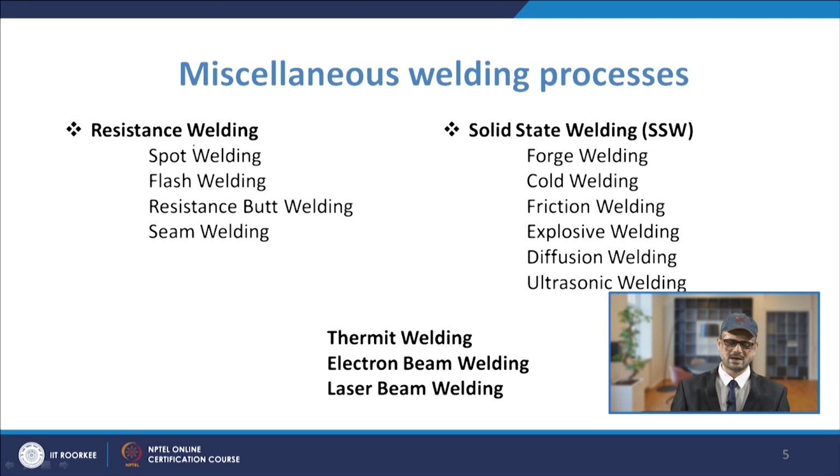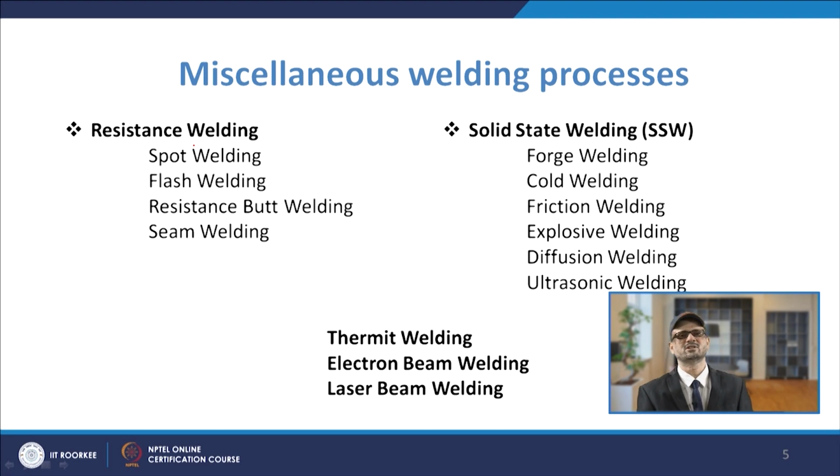Apart from that, you have some special welding processes. You have thermit welding, where the reaction of Al2O3 and Fe is carried out, and that reaction mixture gives a large amount of heat which instantly melts the material. So, that is your thermit welding.